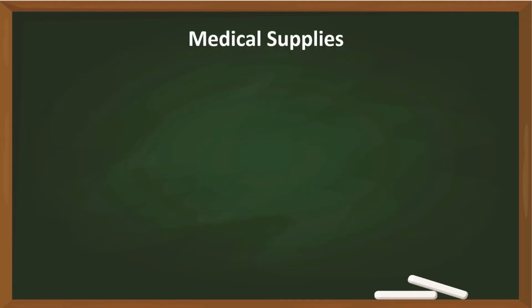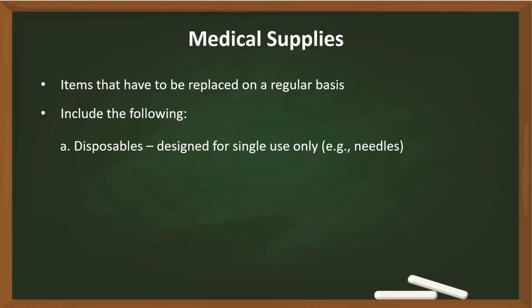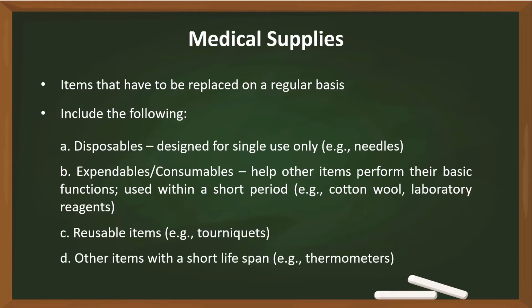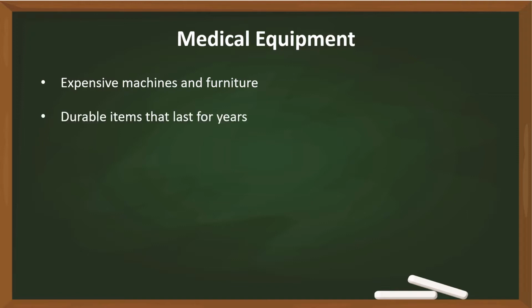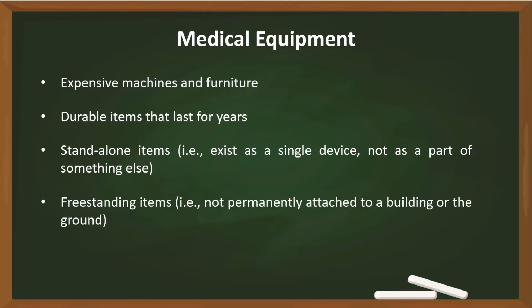Let's begin with medical supplies. They are items that have to be replaced on a regular basis. They include disposables, expendables or consumables, reusable items, and other items with a short lifespan. Meanwhile, medical equipment refers to expensive machines and furniture, durable items that last for years, standalone items, and freestanding ones.